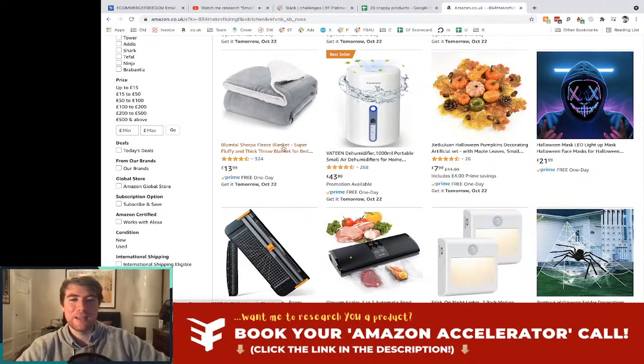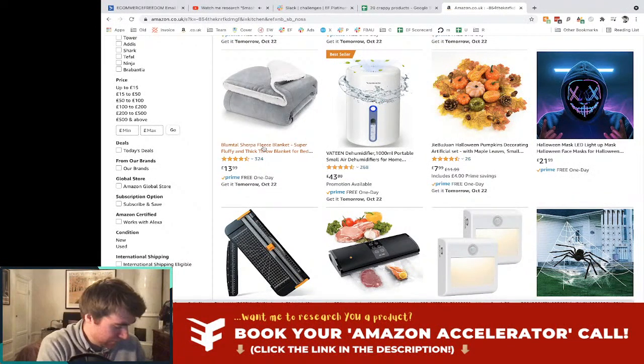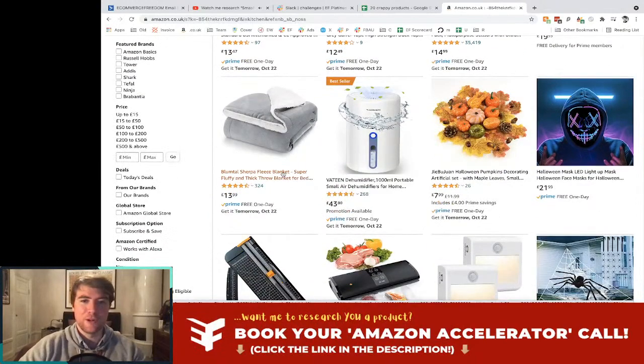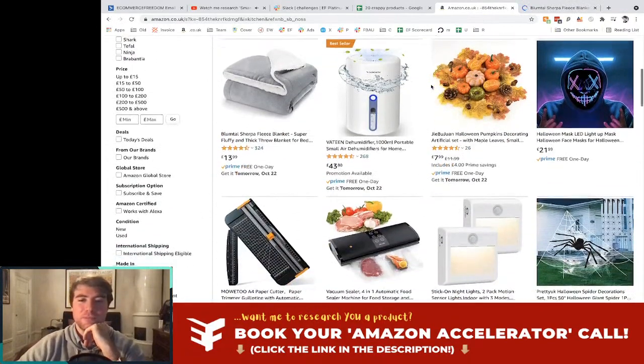So this is a blanket. Blankets are quite easy. They're not going to break in shipping. They might be a bit bulky, but probably easy. You could put a ton of them in a box and they're not going to break. So I'm going to choose this one, right? That's our first phase. Choose. I've chosen this product that looks kind of easy to sell, right?